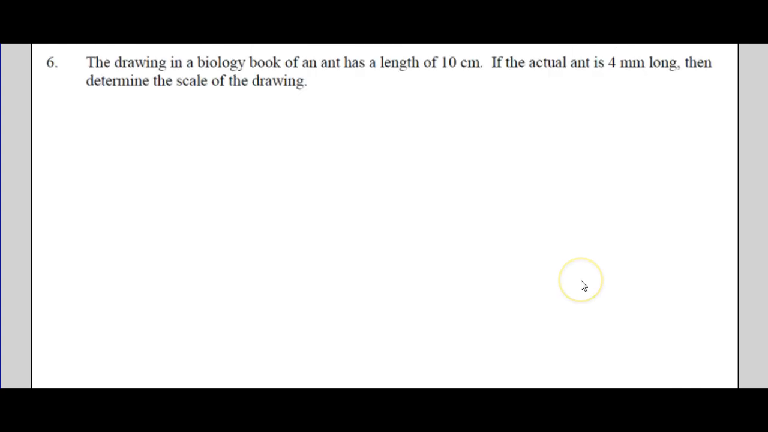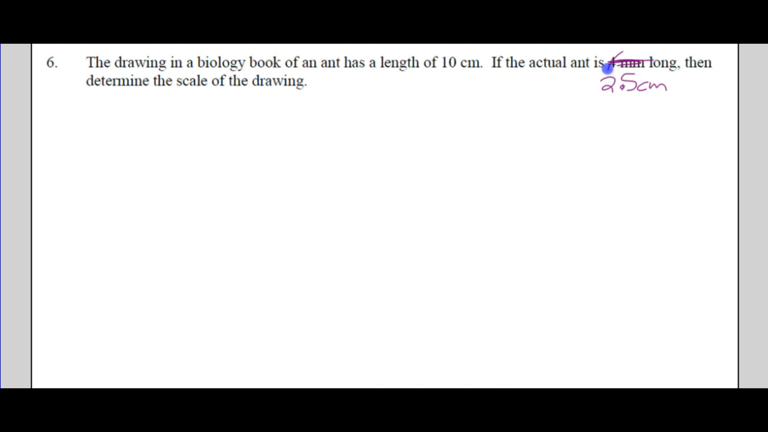Okay, last one, and then a mess trying to get videos going. The drawing in a biology book of an ant has a length of 10 centimeters. If the actual ant is 4 millimeters long, then determine the scale. So what scale? Scale is, oh, what's yours? 2.5 centimeters. Oh, God, we made it so easy. Well, it's really easy now.